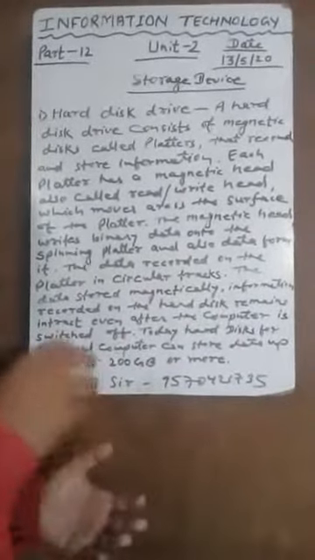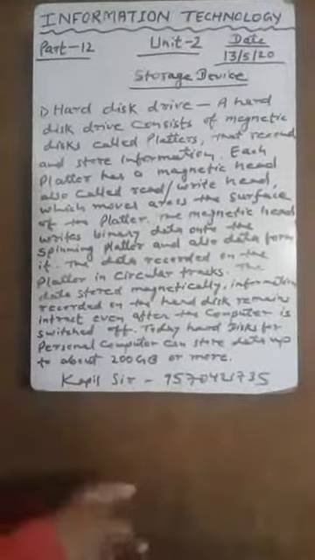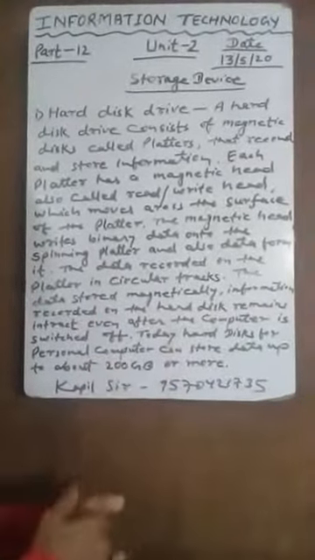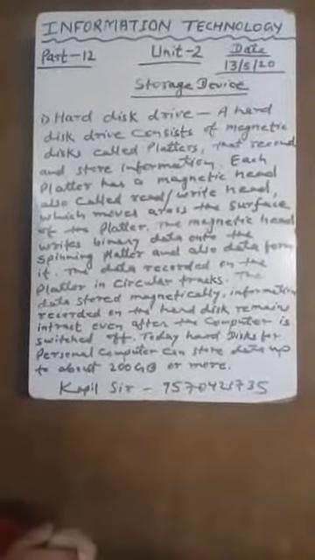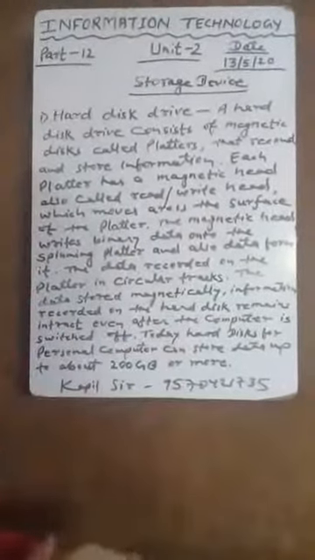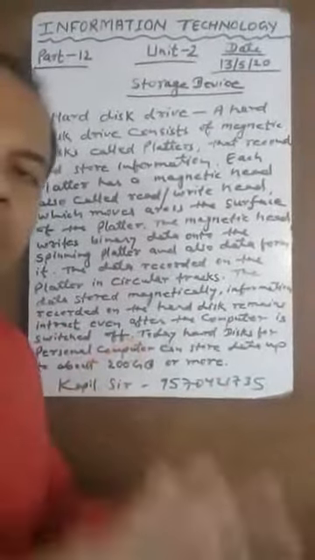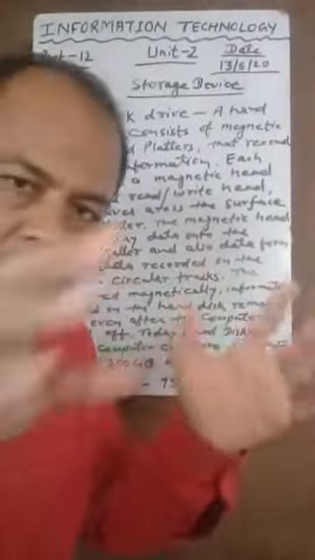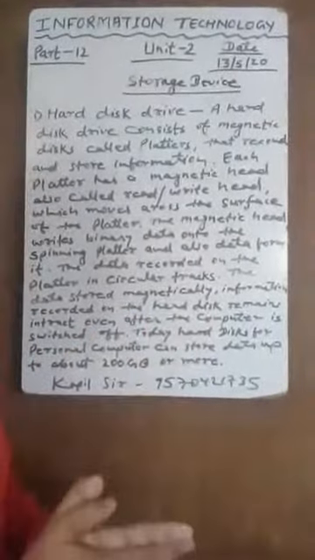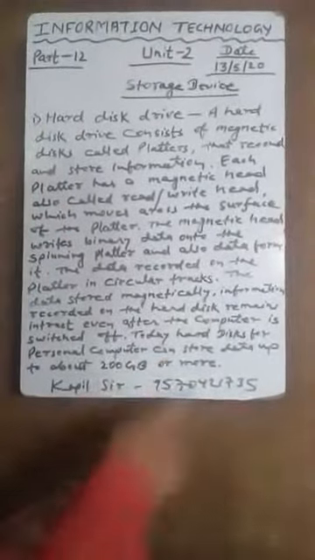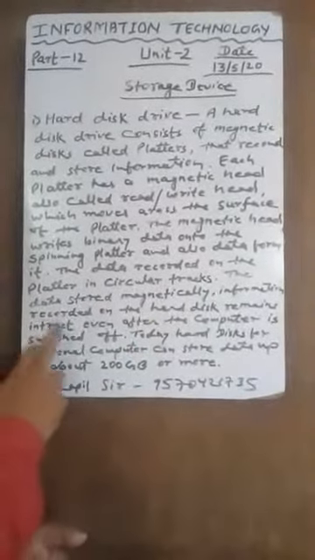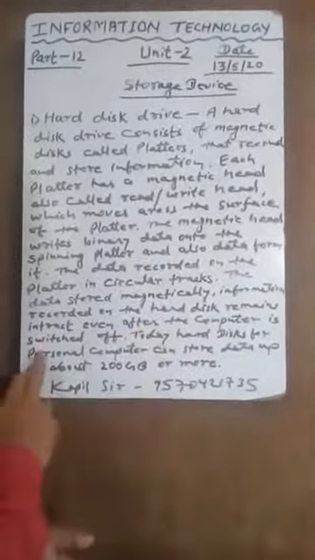The magnetic head writes binary data onto a spinning platter and also reads data from it. The data is recorded in circular tracks. The data is stored magnetically. Information recorded on the hard disk remains intact even after the computer is switched off.